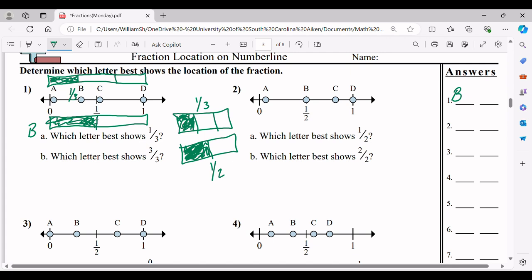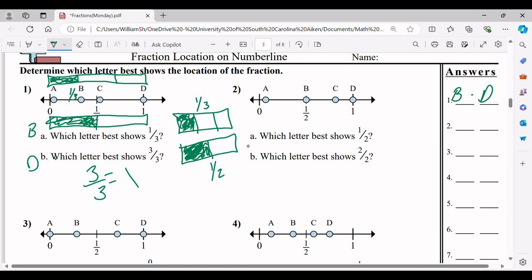Let's look at the question. 3/3 is the same thing as 1. Okay? We can do a simple mathematical reduction to see that. 3 divided by 3 is 1. Therefore, the answer to B should be D.